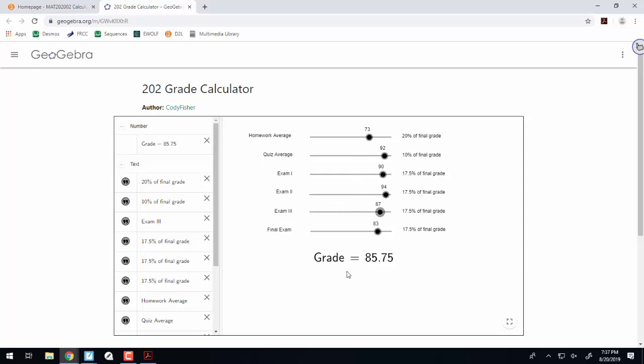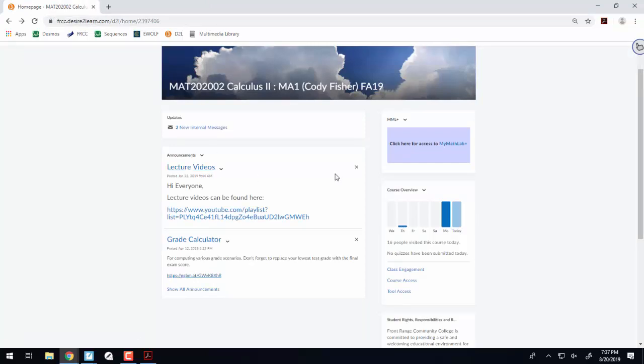So you know where you're standing after the 3rd exam, then maybe you want to make a B in this class. What's the minimum I can do on the final to make a B in this class? So 48 on the final, that's what you need to make a B. What do I need to make an A? You can do that as well. Okay, so hopefully that's helpful at some point in the semester.